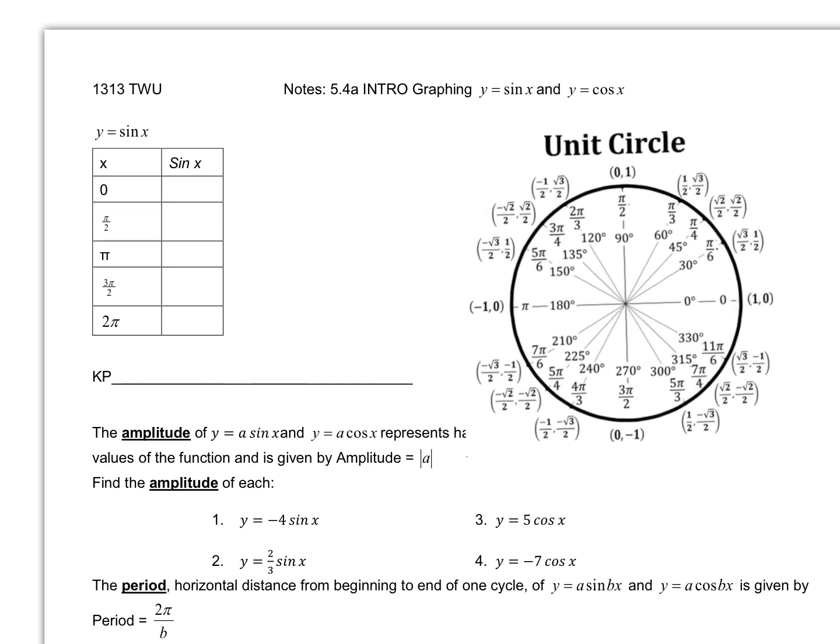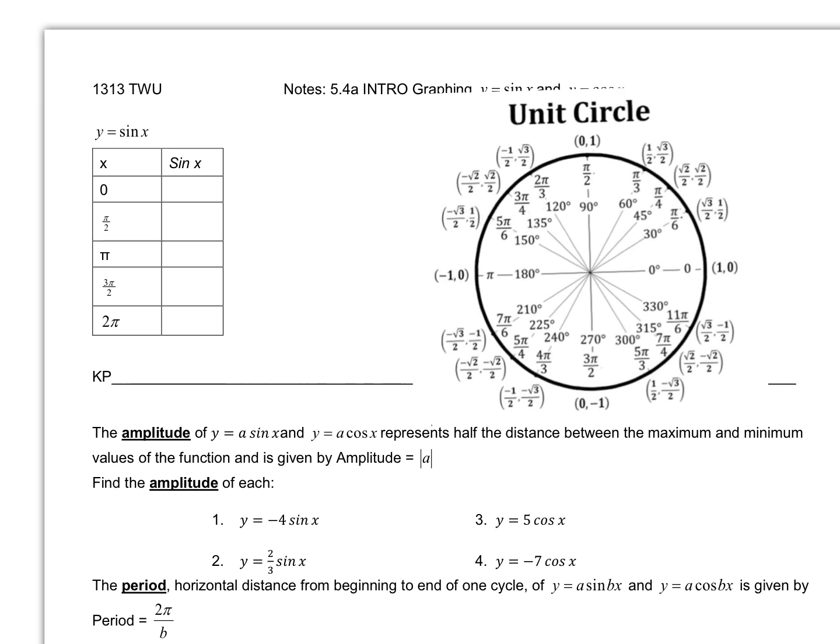So if x is at angle 0, we're just going to fill in our table. At the angle of 0, what is the sine? 0, because sine is y, cosine's x, right? Okay. At pi over 2, what is sine? 1. At pi, what is sine? At 3 pi over 2, what is the sine? At 2 pi, what is the sine? Okay, so what we have created are what I call the key points.